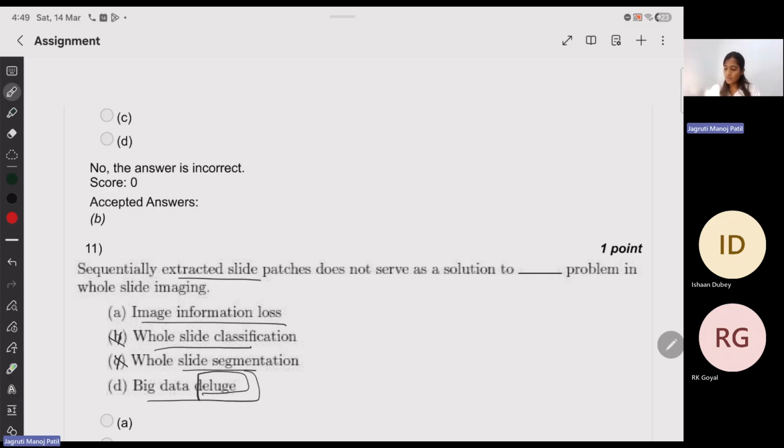There are problems with big data deluge, because when you have overwhelming data with a different variety, when you're trying to analyze it, the model would be confused, or it will be trained on a fixed set. Later, if it has some different variability, or some patch is being fed to the corner or top or center, then it won't be able to classify or segment. So it will pose a problem for whole slide imaging in big data deluge based cases.